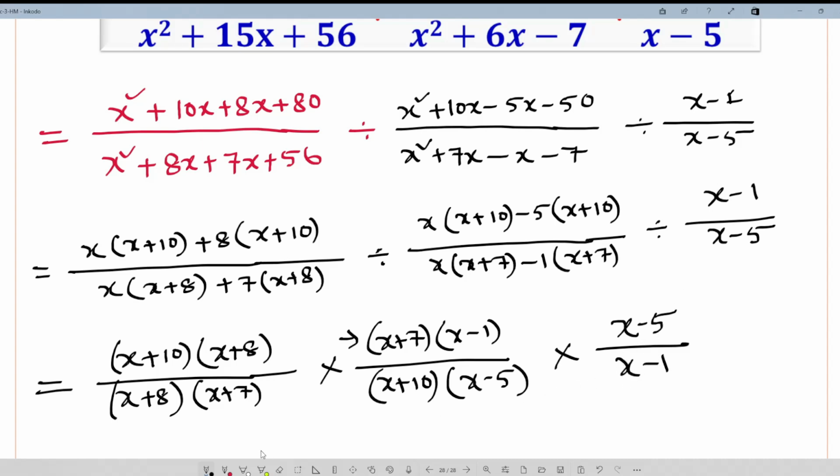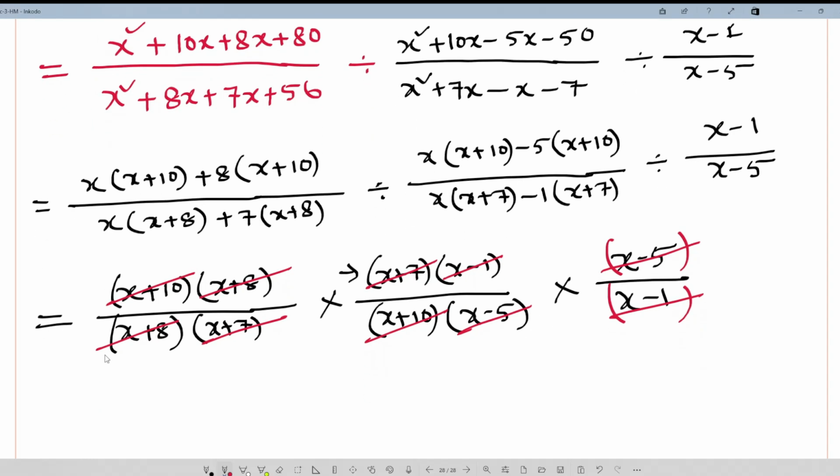Now we will find out what things we can cancel out. Look, here is x minus 5, x minus 5, right? Here is x minus 1, x minus 1, x plus 10, x plus 10, x plus 7, x plus 7, x plus 8, x plus 8. So the result will be only 1.